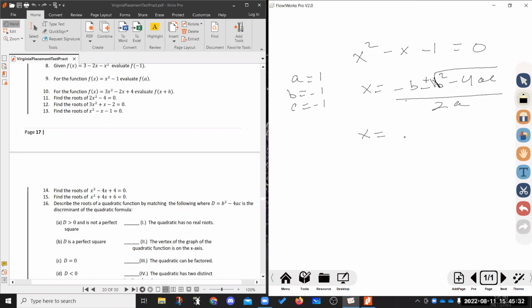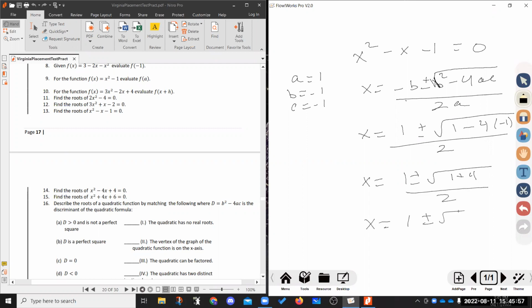The opposite of negative 1 is positive 1, plus or minus negative 1 squared is 1, minus 4 times 1 times negative 1 is 4 times negative 1. And then 2 times 1 is 2. So x is equal to 1 plus or minus the square root of 1 plus 4, over 2. So 1 plus or minus root 5 over 2. We can leave it just like that.